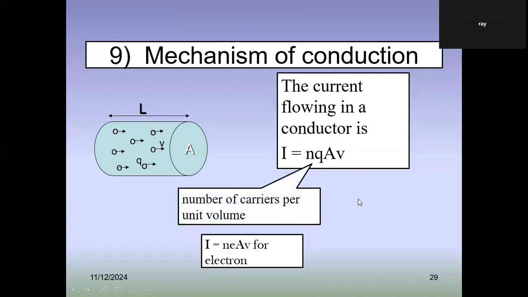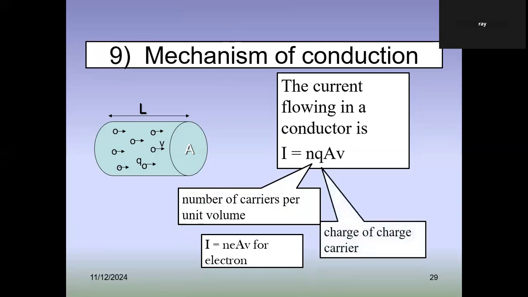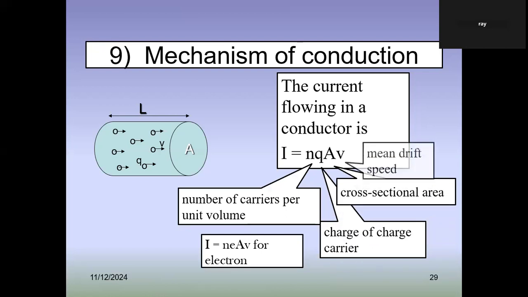What is n? Number of charge carriers per unit volume. Q is the charge on the charge carrier. A is the cross-sectional area. v is the mean drift speed.